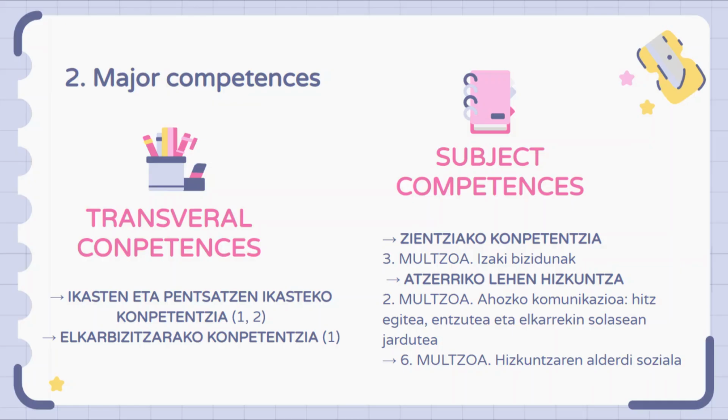During this project, different skills have been worked on. Among the transversal competences, on the one hand, ikasten eta pentsatzen ikasteko kompetentzia has been worked on, the first and the second content. On the other hand, elkarbizitzako kompetentzia has been worked on, only the second content. Talking about subject competence, we can focus on two: science and foreign languages. In the first, that is science, only the third block is worked on, which is called living beings. In the foreign language, the second and the sixth blocks have been worked on.